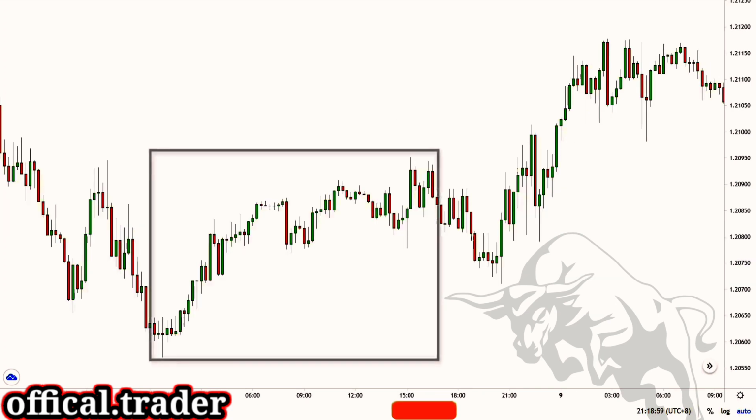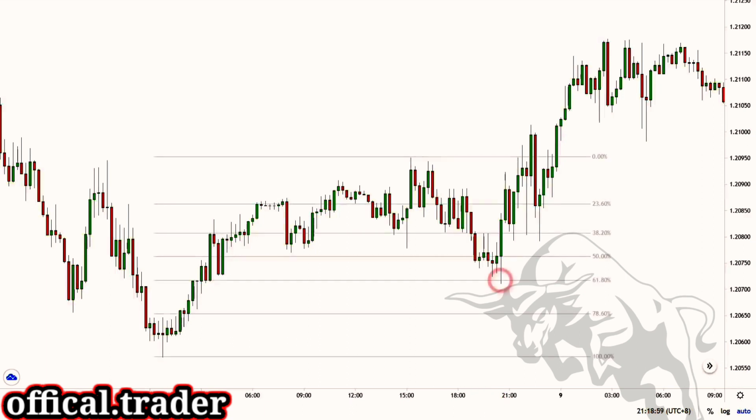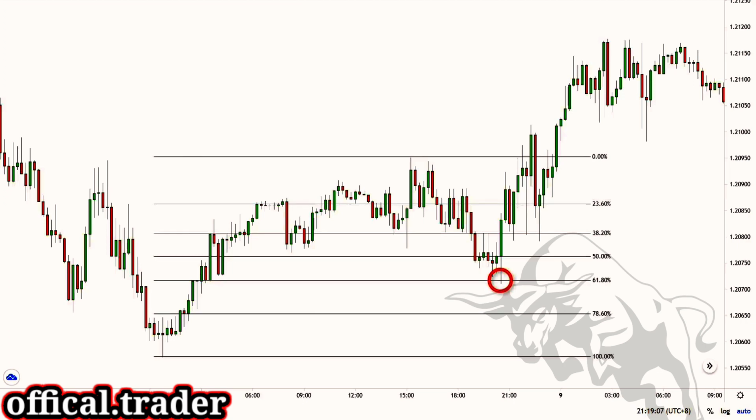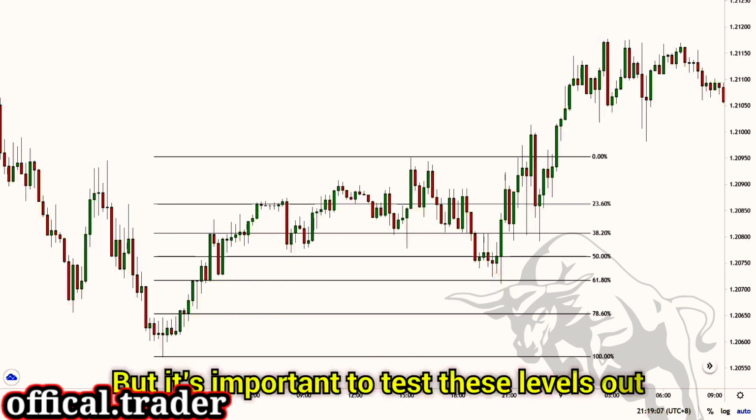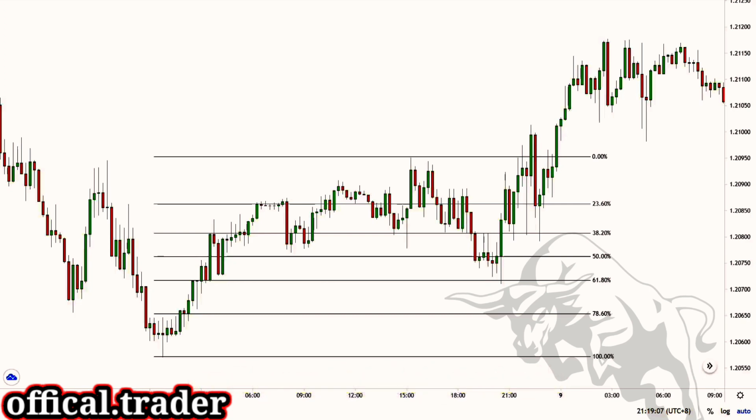Whereas if we saw a slower move to the upside with many pauses and pullbacks along the way, we would be more inclined to use a different Fibonacci level. My personal preference in this kind of situation is to use the 61.8% level, as I find it to be more reliable than the 50% level. But it's important to test these levels out on the market that you trade, as your results may differ.